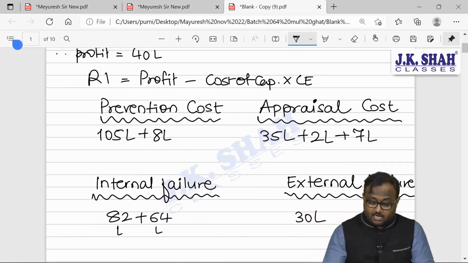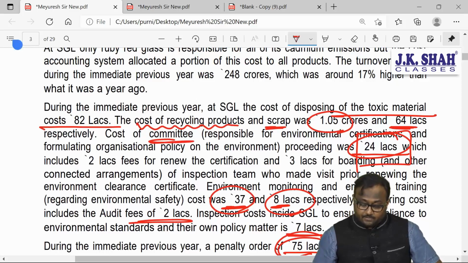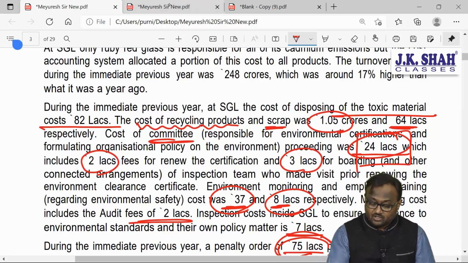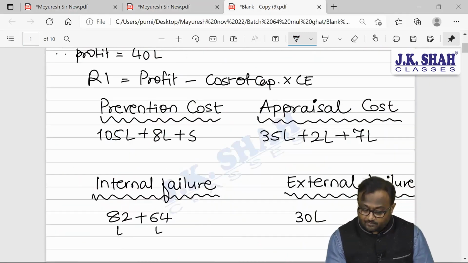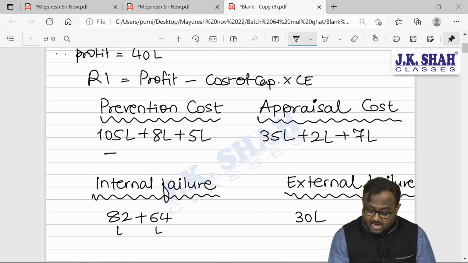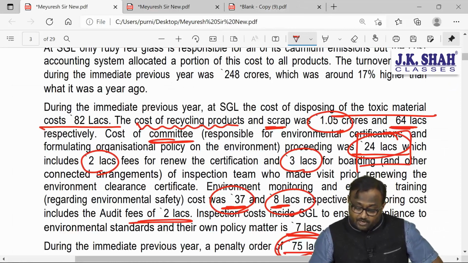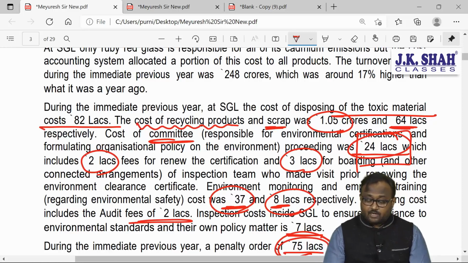Any other calculation to be done? I kept this cost pending, if you recollect. It was about committee, which consists of 2 lakhs and 3 lakhs as salary for certification. So out of 24 lakhs, I will write 5 lakhs separately as a certification cost and the balance 19 lakhs will be recorded as the cost of committee.